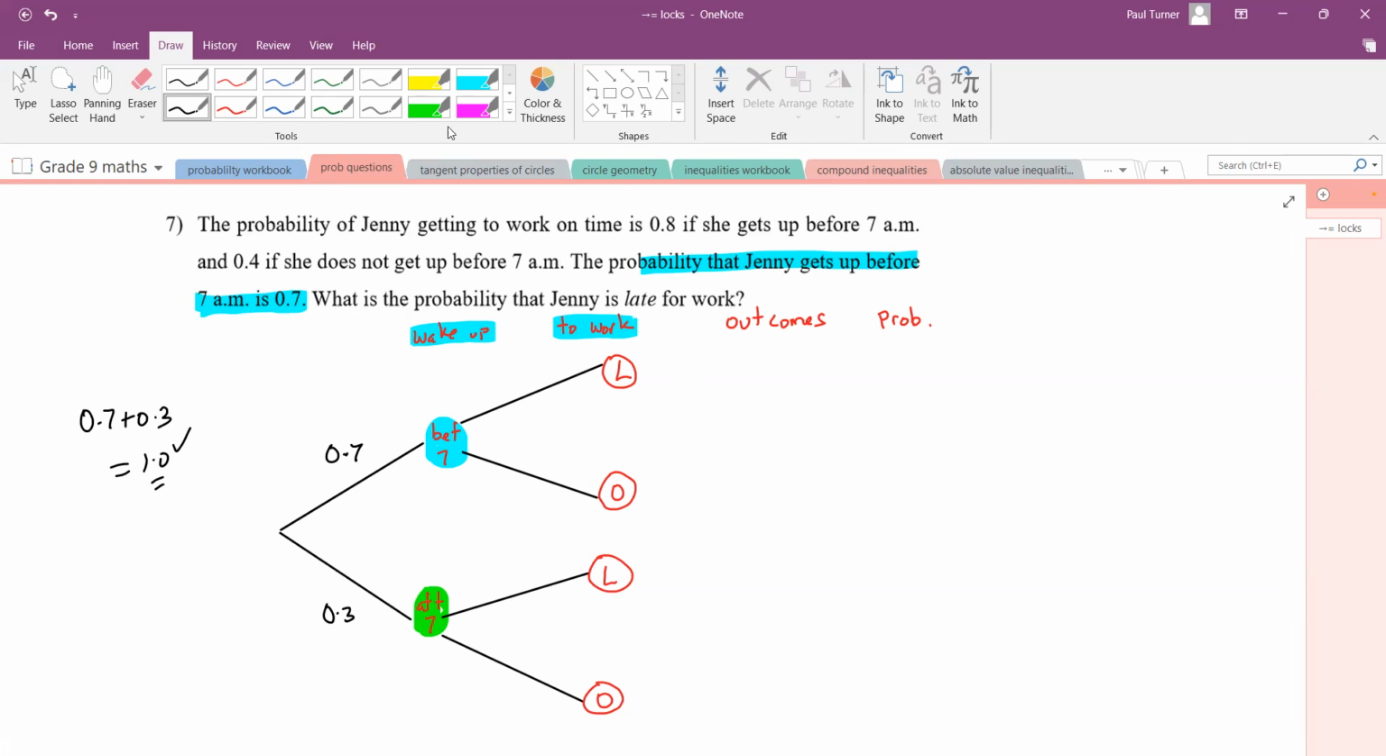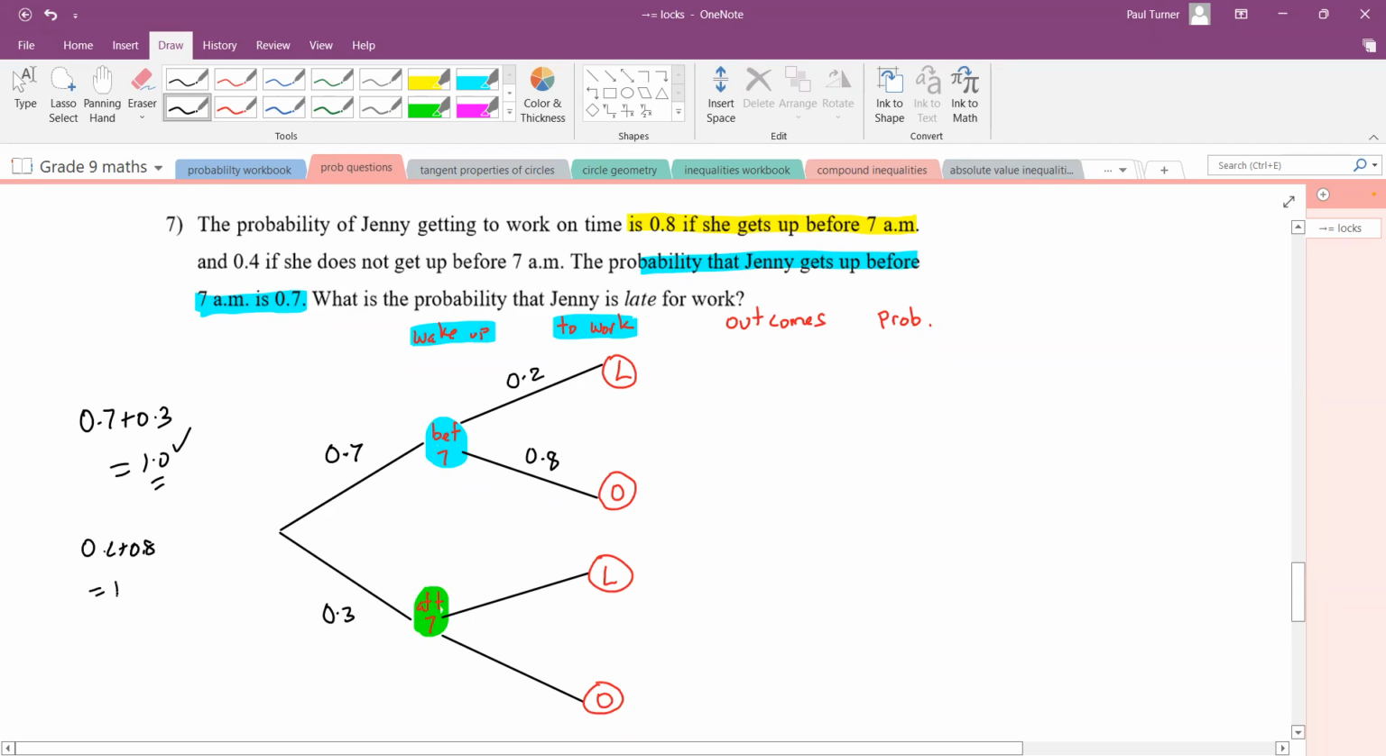Okay, so then we go back up to the question. The probability of Jenny getting to work on time is 0.8 if she gets up before 7. So 0.8 if she gets up before 7. So this is on time. So if she gets up before 7, her chance of being on time is 0.8, which means that her chance of being late is only 0.2. Again, 0.2 plus 0.8 must equal 1, because you're either going to be on time or you're going to be late.